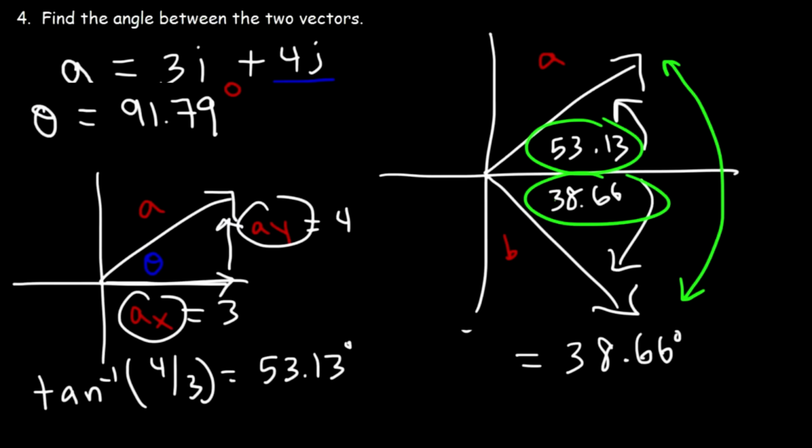So if we add 53.13 plus 38.66, you're going to get this answer, 91.79. So you can also use arctangents to get the answer as well. But you may need to draw the graph to see how the two angles, if you've got to add them or subtract them, and how they're going to give you the answer. But that's another way you could find the angle theta.